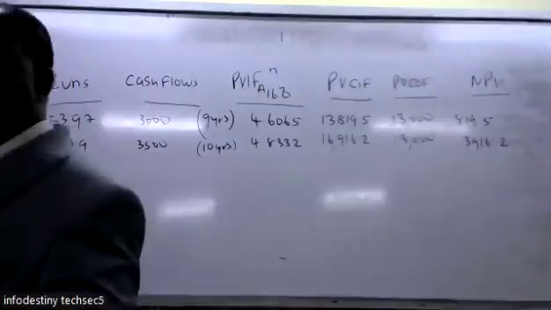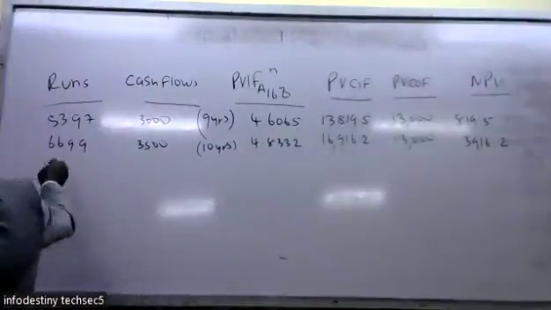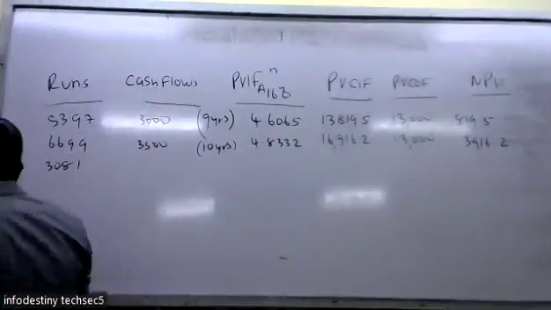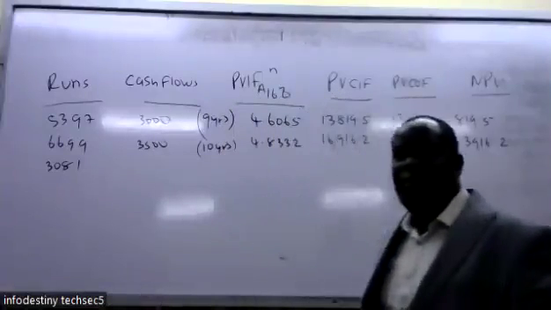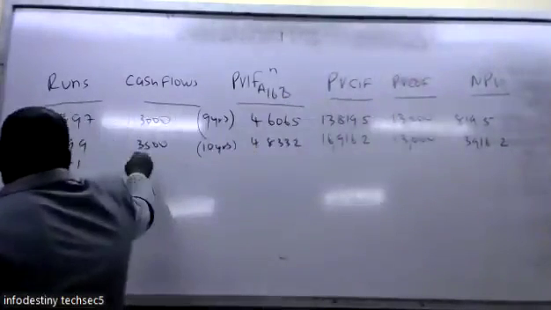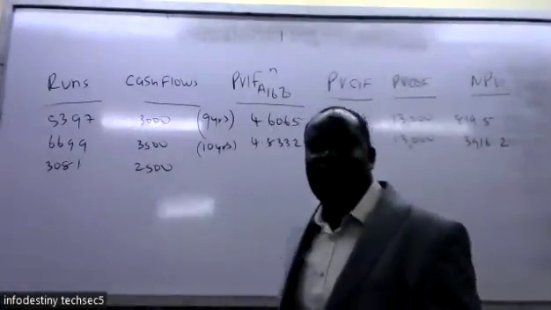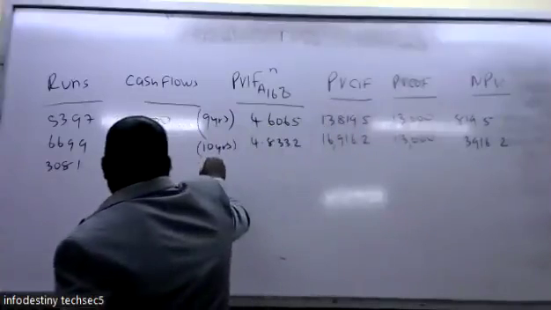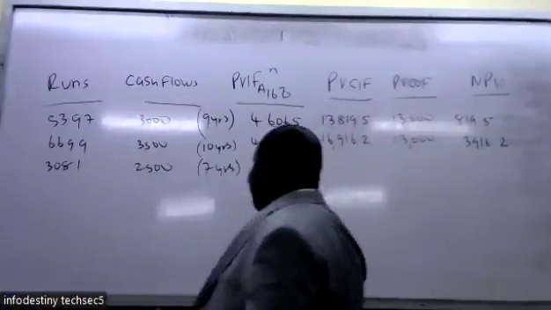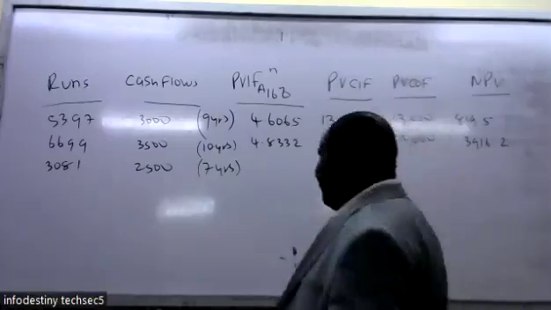We go to the random number 3. The random number 3 is 3081. So we use 30 to identify the cash flow. So 30 will give us how much cash flows? 2,500. Then I want you now to check 81 to give us the economic life. 7 years. Then now you go to the table. What is 16% in year 7? 4.0.